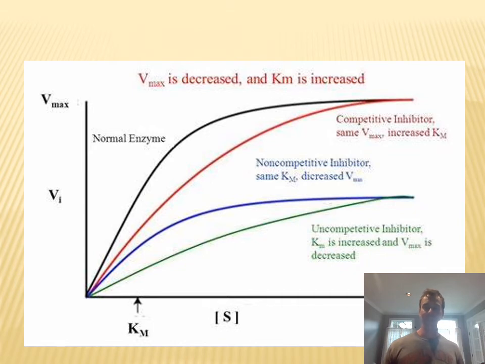For the non-competitive inhibitor, you have the same Km, but a decreased Vmax, and you can't max out the Vmax to the normal enzyme levels just by adding more substrate. The same story holds true with the uncompetitive inhibitor. The Km is decreased and the Vmax is decreased.